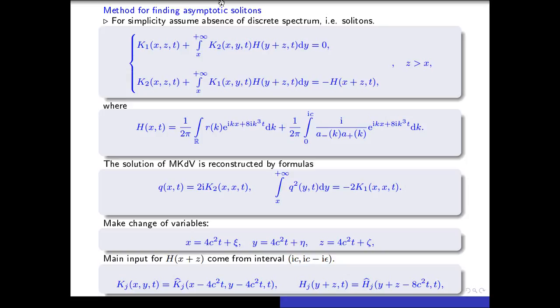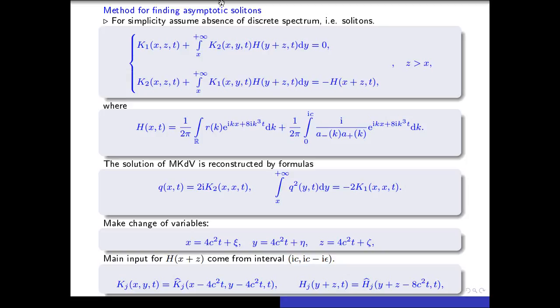as opposed to the KdV equation, where it is a scalar function, scalar quantities. The kernel H is defined here as an integral over the continuous spectrum, which is now a real line, and an interval on the imaginary axis from iC to minus iC.